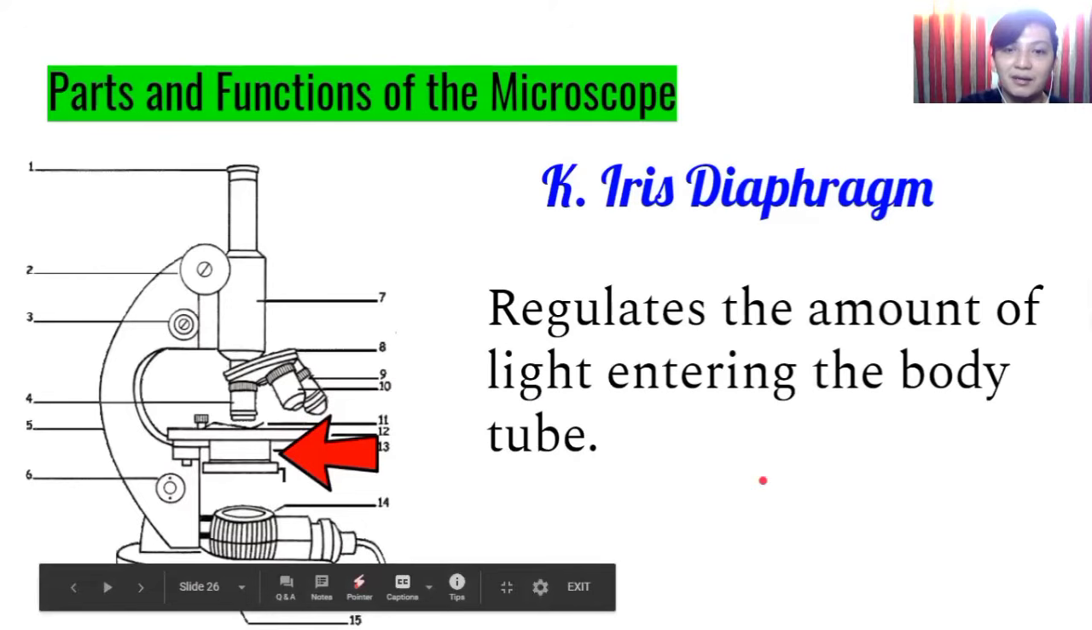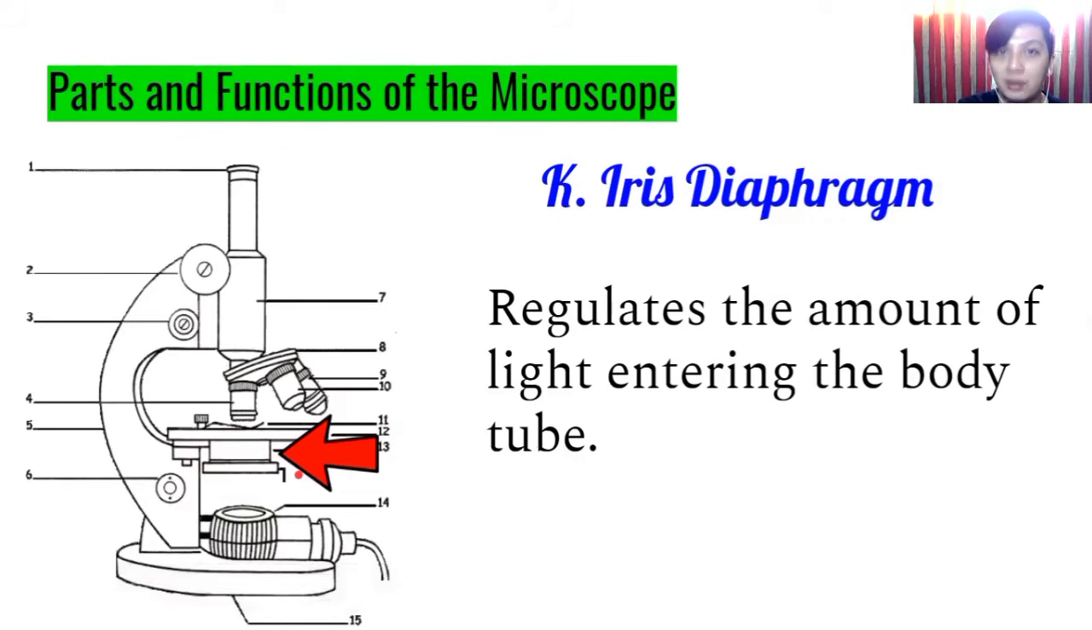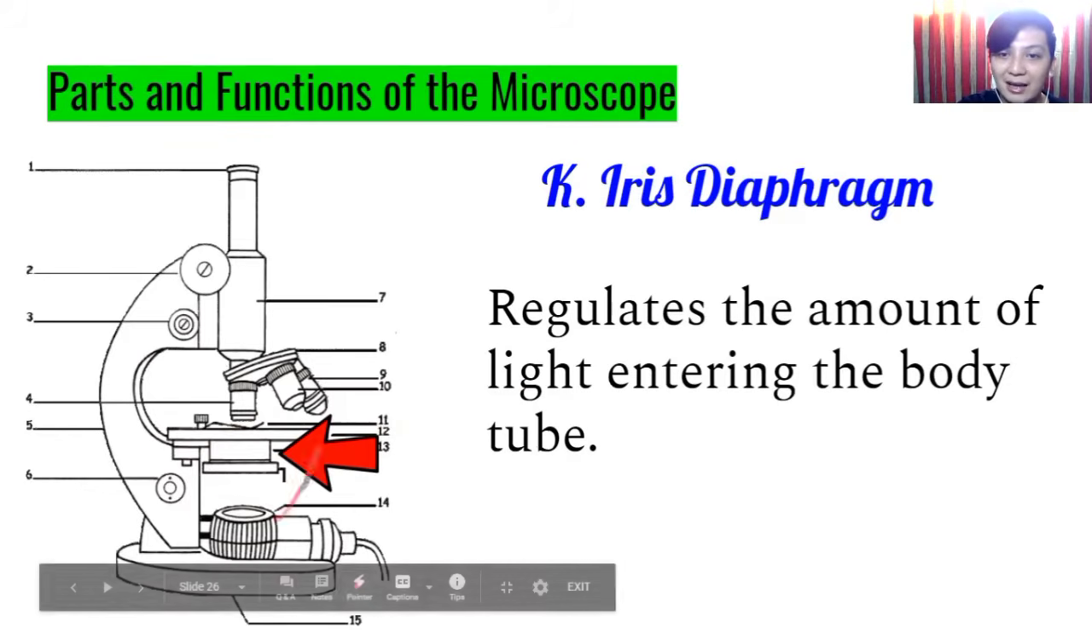And then we have letter K, the iris diaphragm. So iris diaphragm is located at the bottom of the stage. So it functions as a regulator of the amount of light entering the body tube. So dito mo pwedeng kontrolin yung ilaw na pumapasok doon sa microscope natin, doon sa iris diaphragm.